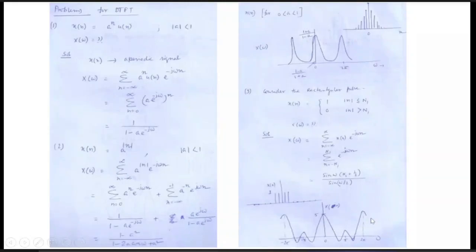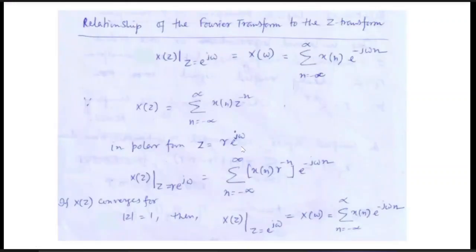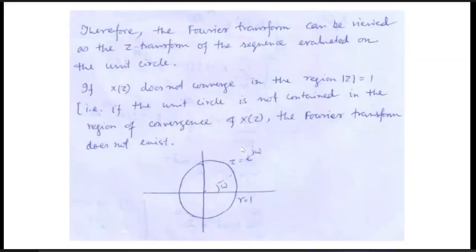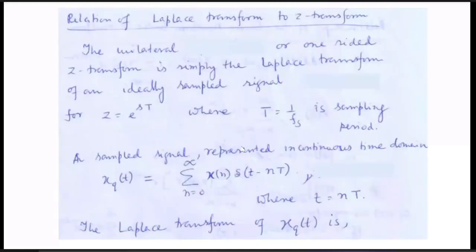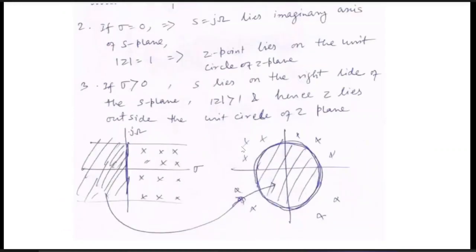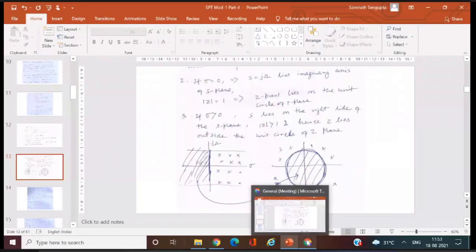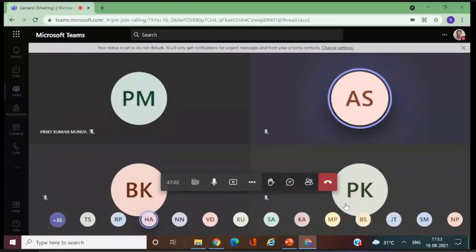So you just go through some properties of discrete time signals, and we'll tell some things about this. So now time is over, and I stop here. If possible I can take the class tomorrow also. Although tomorrow is a holiday, I can take the class. I am not sure.